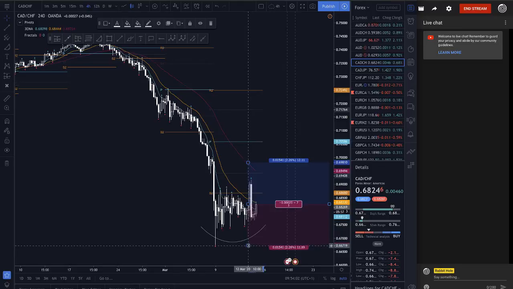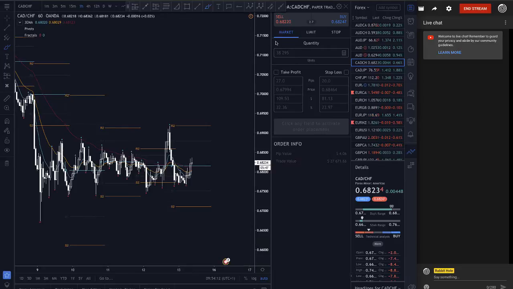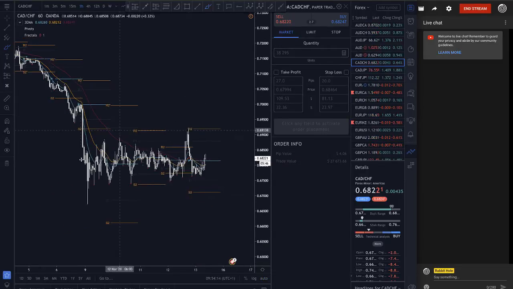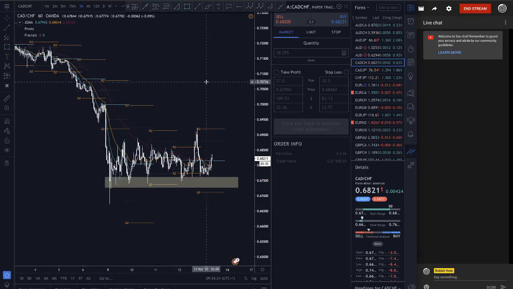I'm looking for that type of a strategy. And if you go to 1 hour CAD Swiss franc, you can clearly see the market got rejected so many times. So many times. I'll be calling it something reversal.